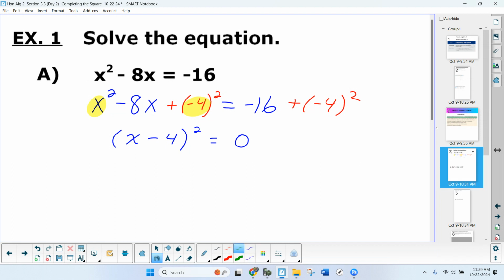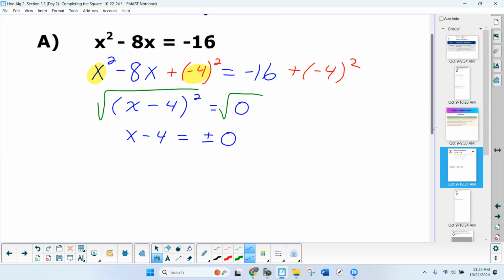Square root both sides. When you do, what do you get over here? X minus 4. And what do you get on the other side? 0. Yeah, and guys, is there such a thing as plus or minus 0? No. I mean, you can leave it there if you want. I'll show you how we can leave it there, but you don't have to. There's only going to be one answer.